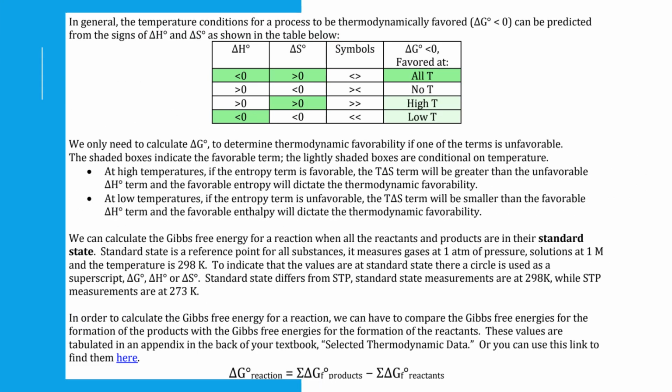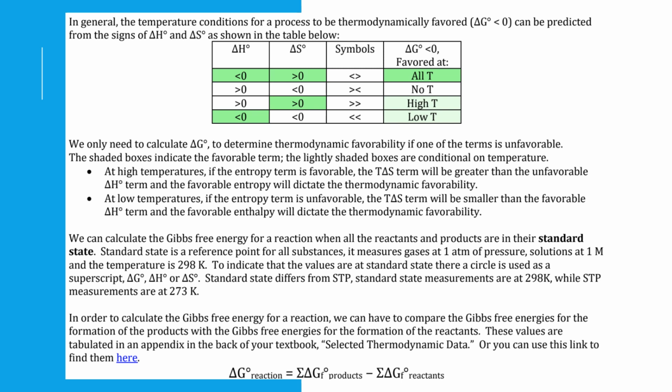In general, the temperature conditions for a process to be thermodynamically favorable, with Gibbs free energy less than 0, can be predicted from the signs of your enthalpy and entropy. If you look at the box here, we only need to calculate Gibbs free energy to determine thermodynamic favorability if one of the terms is considered unfavorable. The first one is all favored, meaning you have a small enthalpy and a greater entropy to have Gibbs free energy that's less than 0. That's what we want to have.